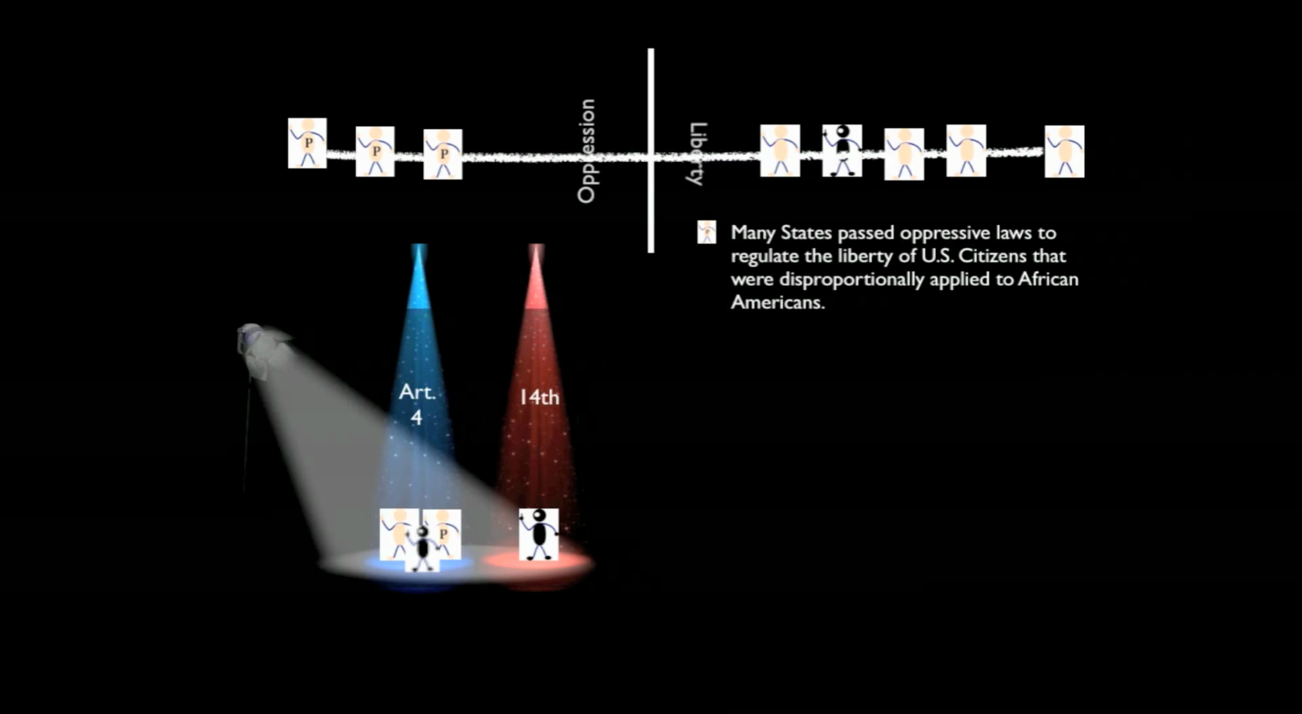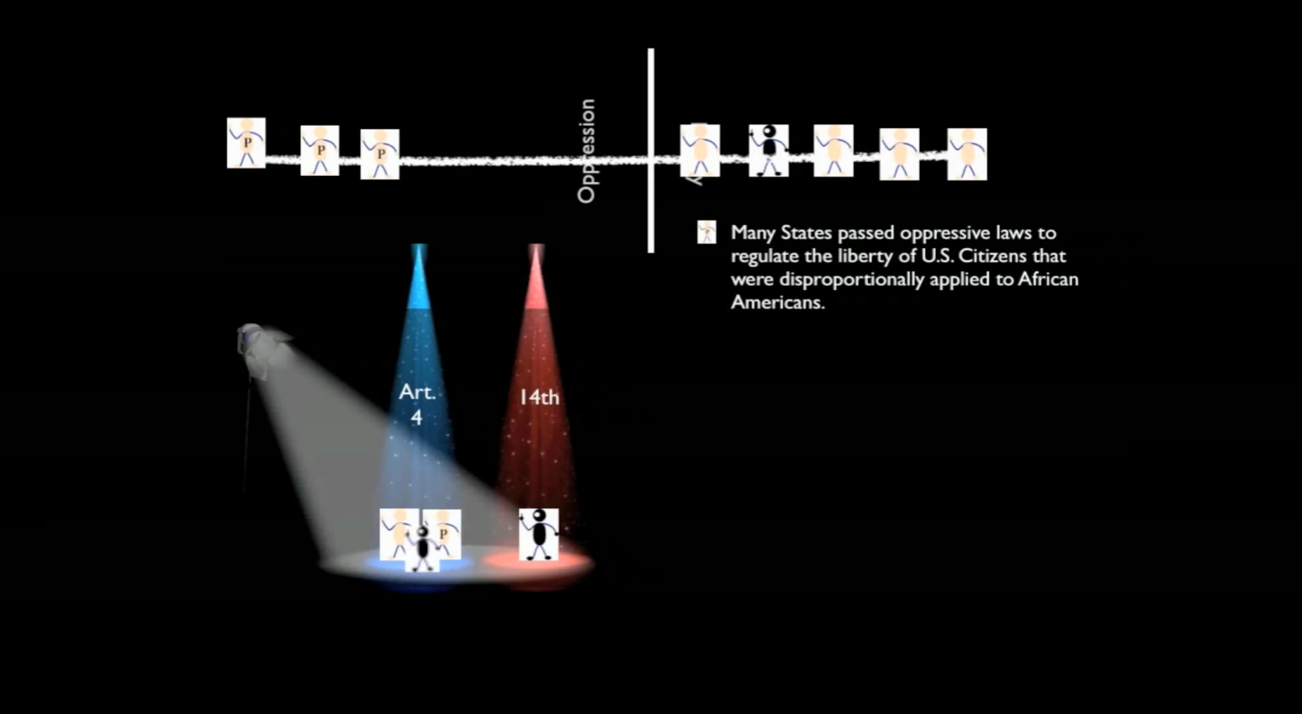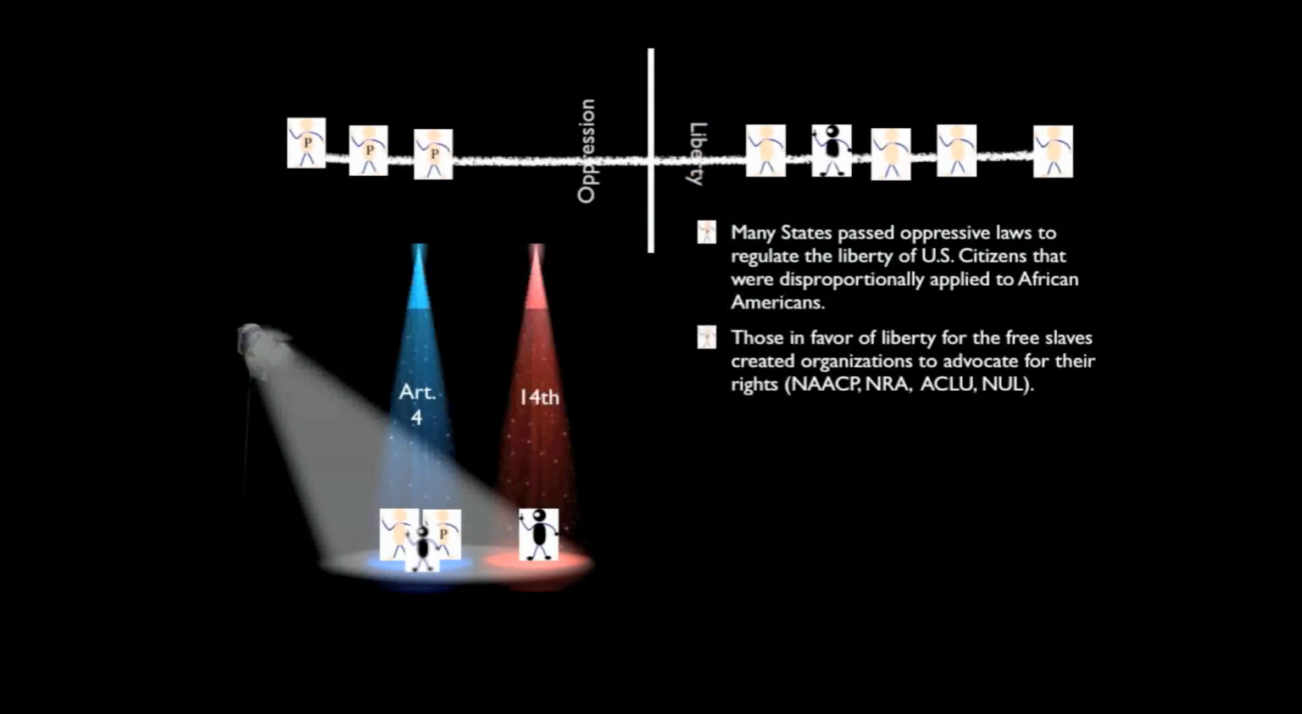So on one side, they're tugging, they create these black laws, and they pull really hard, and they get people to start to fall over the line. And then, last-ditch effort, they pull back. They start creating these organizations, the NAACP, the National Association for the Advancement of Colored People, the NRA, National Rifle Association, was originally created to protect the rights for black folks to bear arms. That's why it was created.